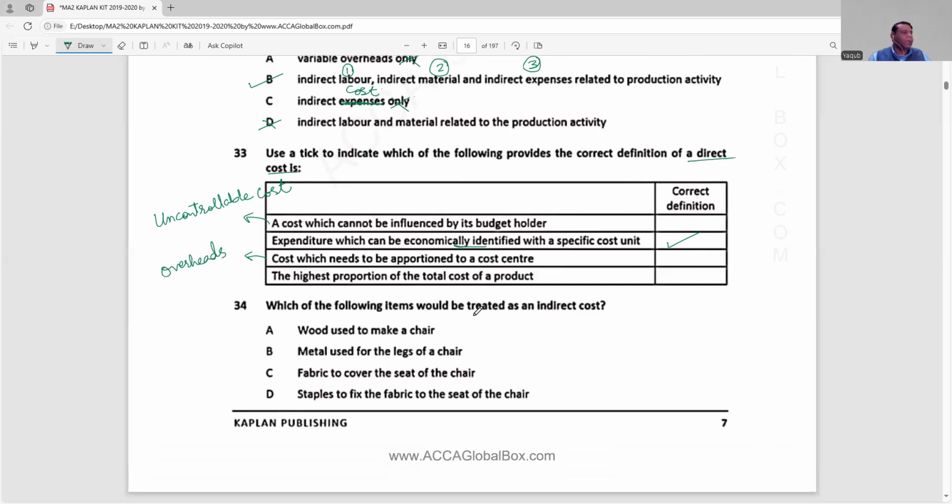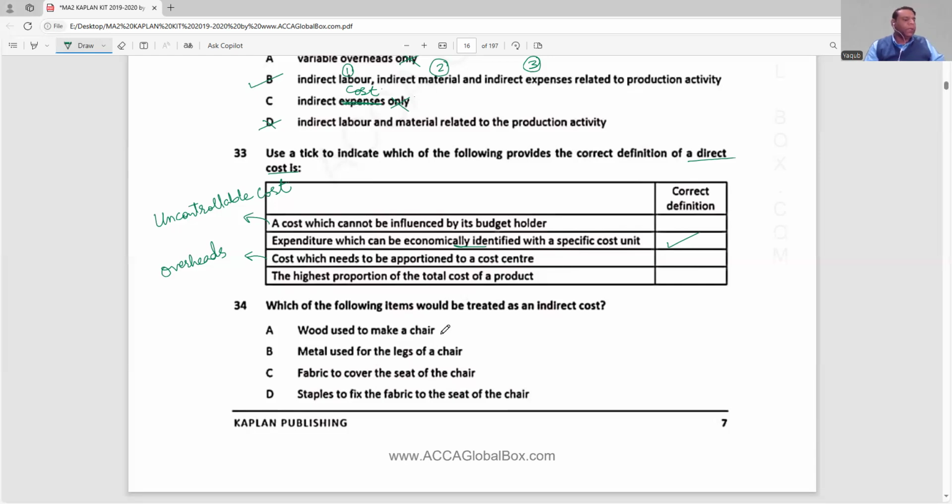Which of the following items would be treated as indirect cost? Now, which ones are the indirect cost? Indirect costs, as we know, are the ones which are not directly related with the activity level, or we say indirect costs are the ones which are used in the production process but not easily traceable.